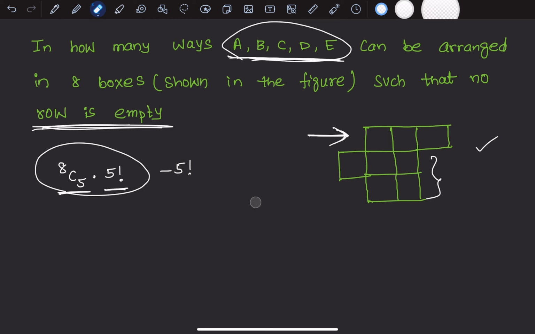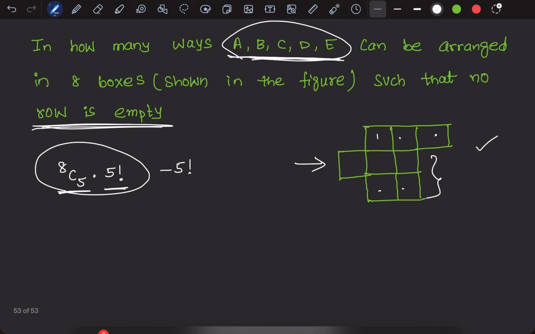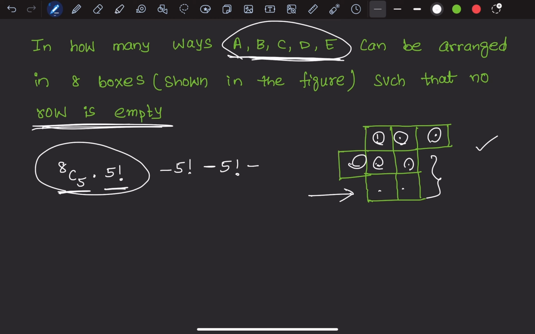Now let us say this particular row is empty. So then we have to fill the 5 elements into these 5 boxes. So that can be done in 5 factorial ways. So minus 5 factorial. So let us say this particular row is empty. Then you have to fill the 5 elements into these 6 boxes. So first you have to choose 5 boxes out of 6 boxes and then you have to permute the elements.